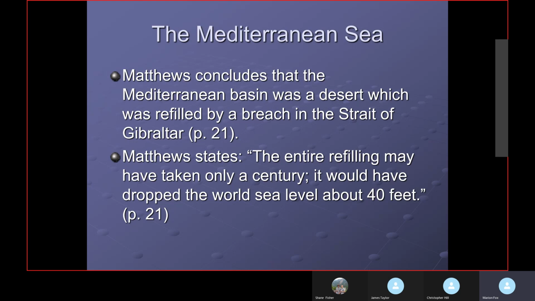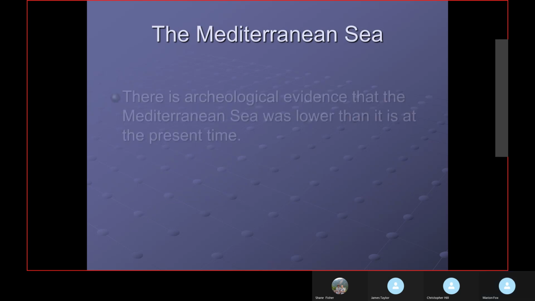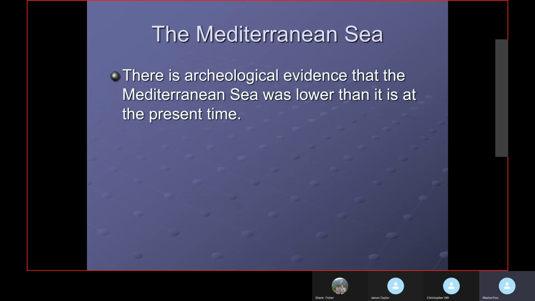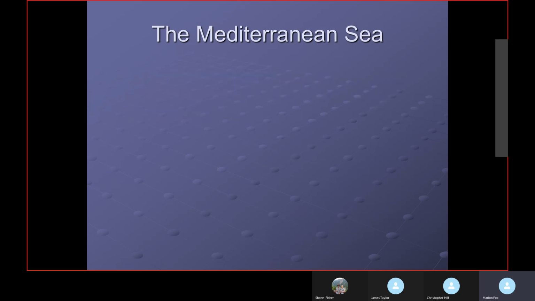But this refilling, since all the oceans are connected, their level would have moved the water around. The entire refilling, however, if it lowered the sea level 60 feet, 40 feet, then whenever it was evaporating, it would have raised it 40 feet. So it would have whipsawed back and forth by plus 40 and minus 40, a total of 80 feet change in the levels of it during this time. In fact, there's archaeological evidence that the Mediterranean Sea was lower than it is at the present time. We're going to show this evidence.